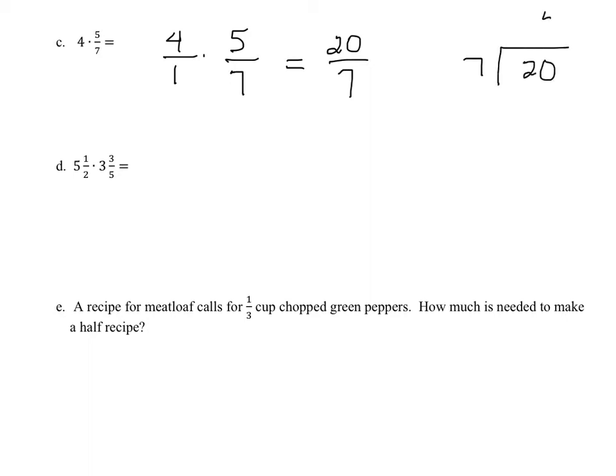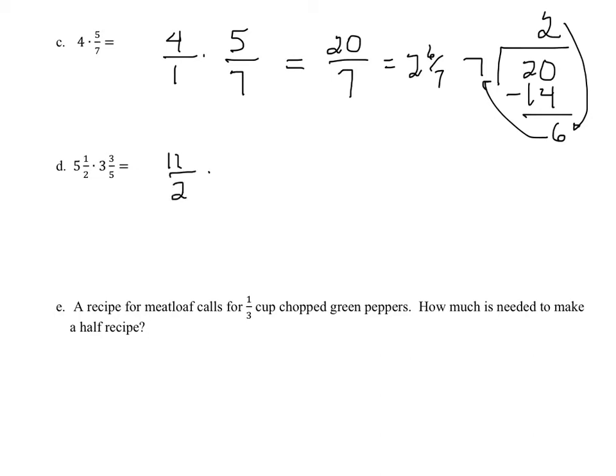7 into 20. 7 goes into 20 twice, with 6 left over, right? So 2 whole Hershey bars and 6/7 of another bar. Now, D is like wicked intense. Before we can do any multiplication, I have to change mixed to improper. So here I go. 2 times 5 is 10. Add 1 is 11 over 2. 3 times 5 is 15. Plus 3 is 18 over 5.